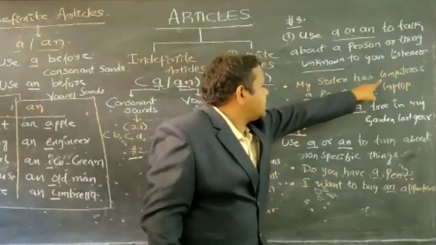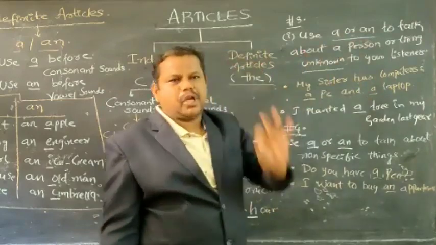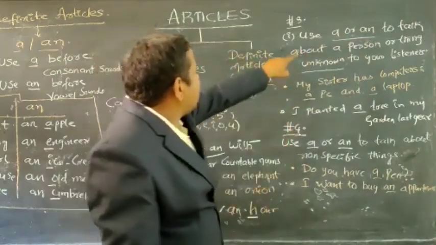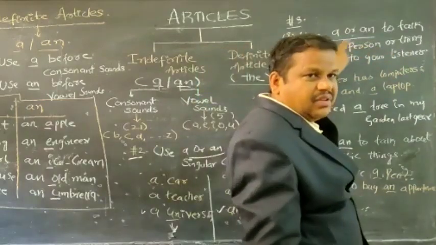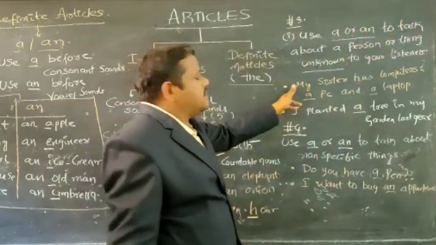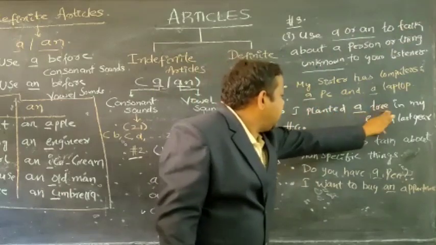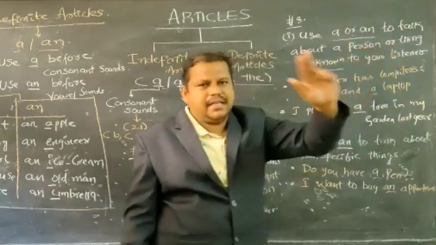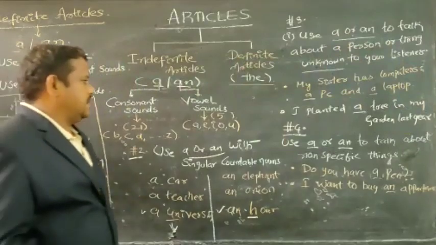My sister has computers, a PC and a laptop. So here we are talking about what? We are talking about an unknown thing, which is unknown to the person or thing. So this is the example. Take the second example: I planted a tree in my garden last year. So these are the two examples.